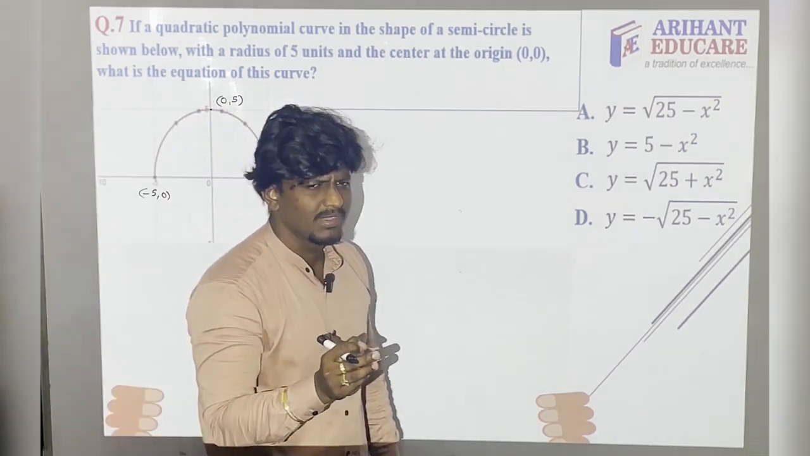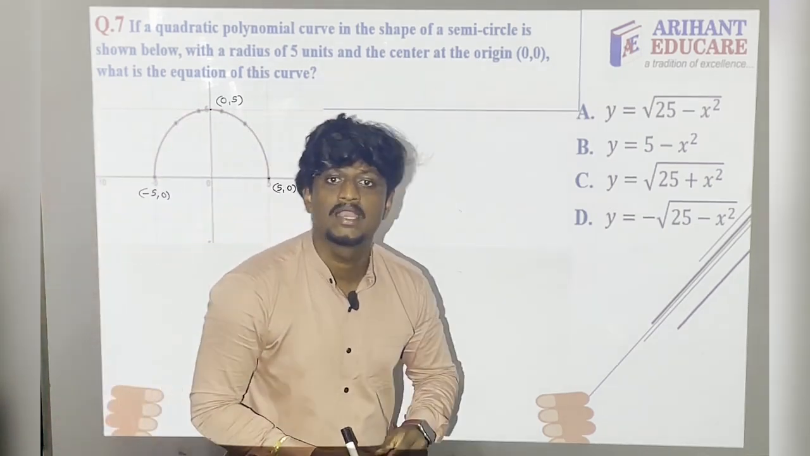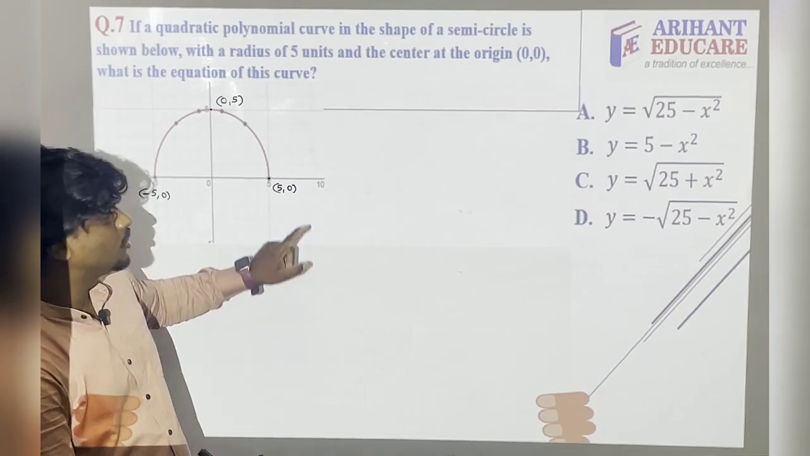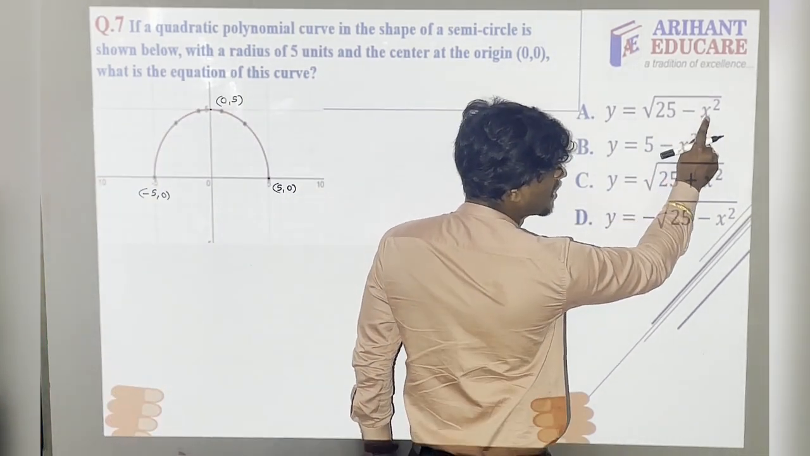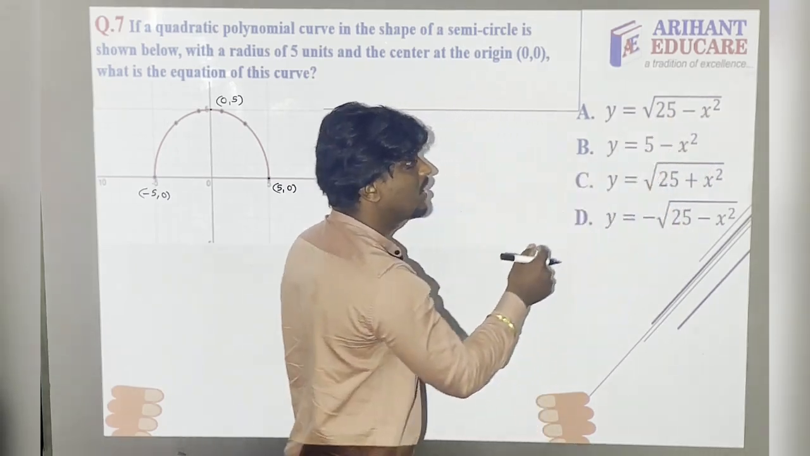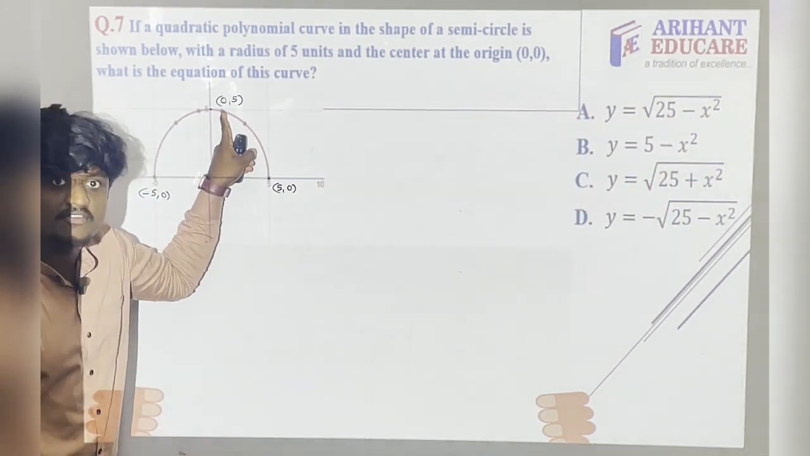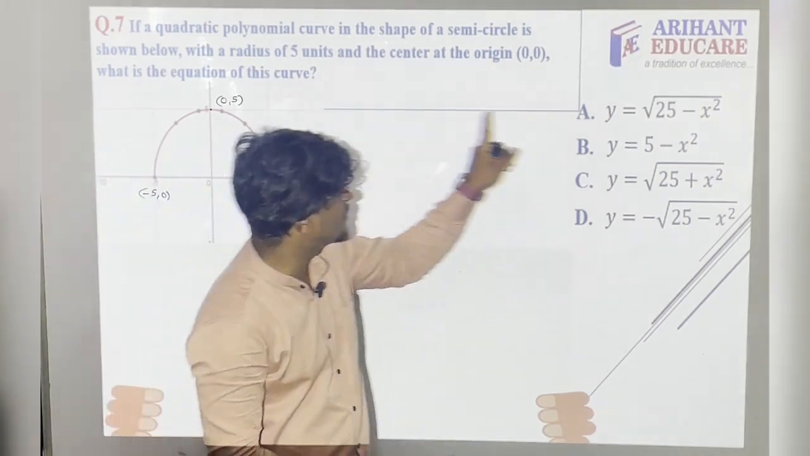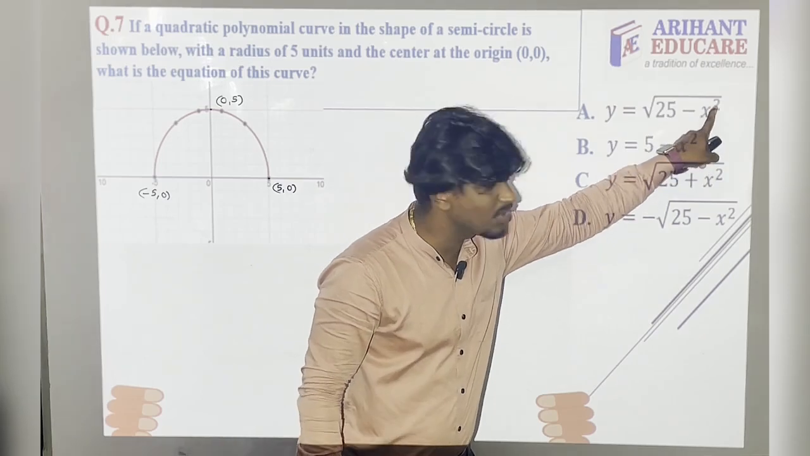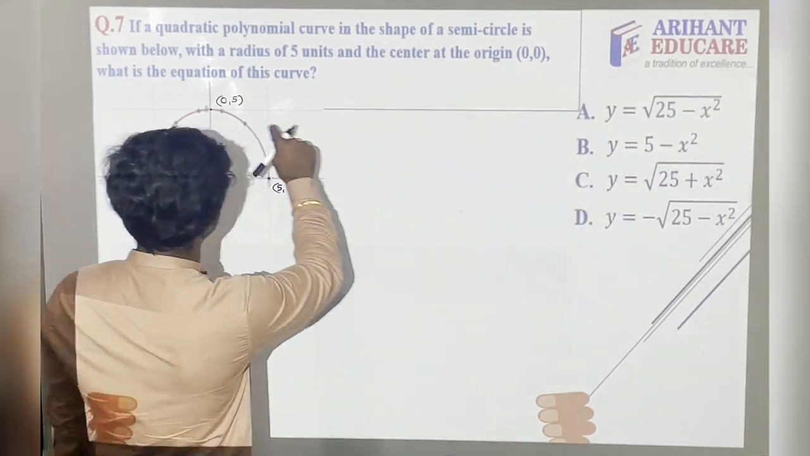Now we just need to check which of the given equations these three coordinates satisfy. Let's go for the first one. In place of x I have to put 5, and I should get 0. 5 square is 25, 25 minus 25 is 0, root of 0 is 0. This point is getting satisfied. Let's go for 0, 5. In place of x I put 0 and I should get 5 for y. 0 square is 0, 25 minus 0 is 25, root of 25 is 5. This one is also satisfied.